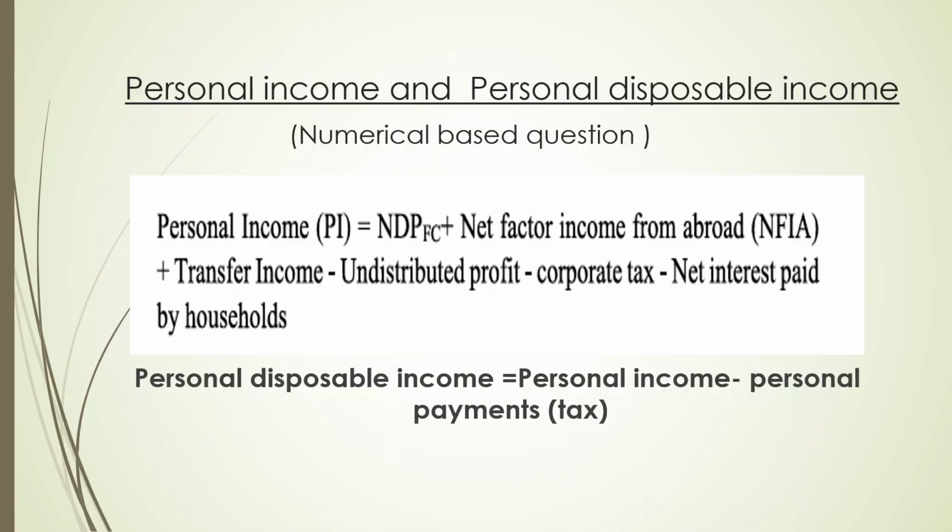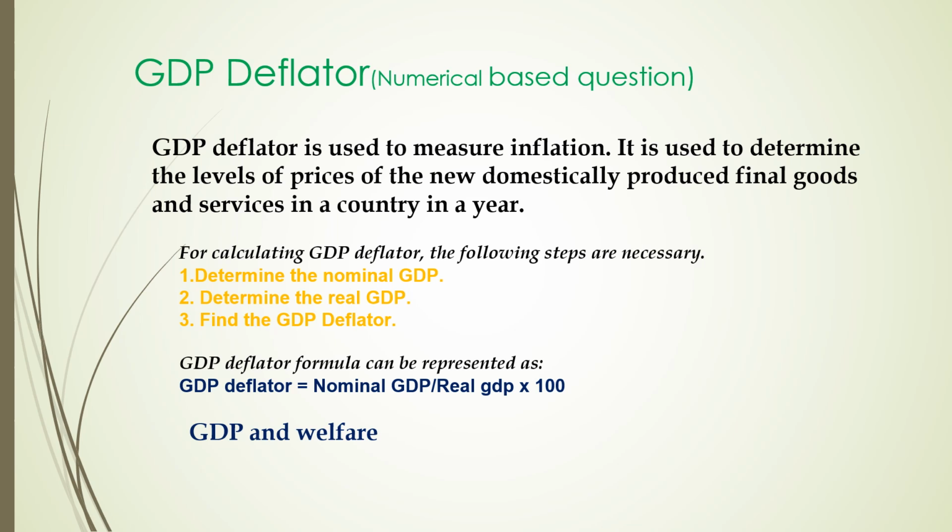Now let us look at one numerical based question from this chapter, that is personal income and personal disposable income. In order to measure personal disposable income, you should know what is personal income and you should know the personal income formula as well. Now let us look at another numerical based question from this chapter, that is GDP deflator. In order to find GDP deflator, you should know what is nominal GDP and real GDP. If you can find both nominal and real GDP, you can easily calculate the GDP deflator and GDP deflator rate.